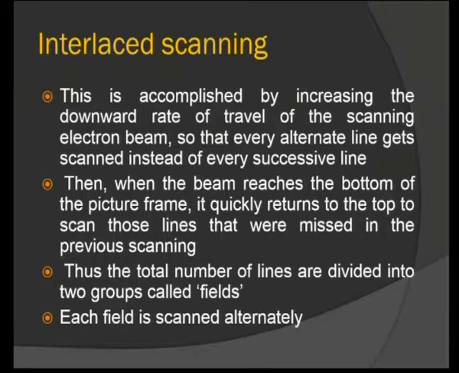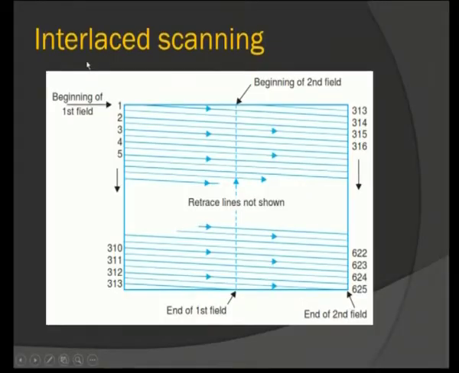Thus, the total number of lines is divided into two groups. If it has 625 lines, it is divided into two groups, and these two groups are called fields. Each field is scanned alternately, like odd and even, or twice. This picture explains how interlaced scanning takes place.